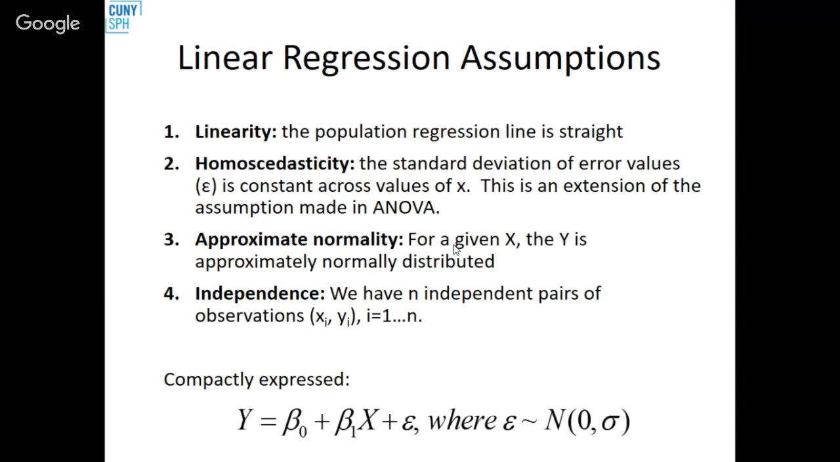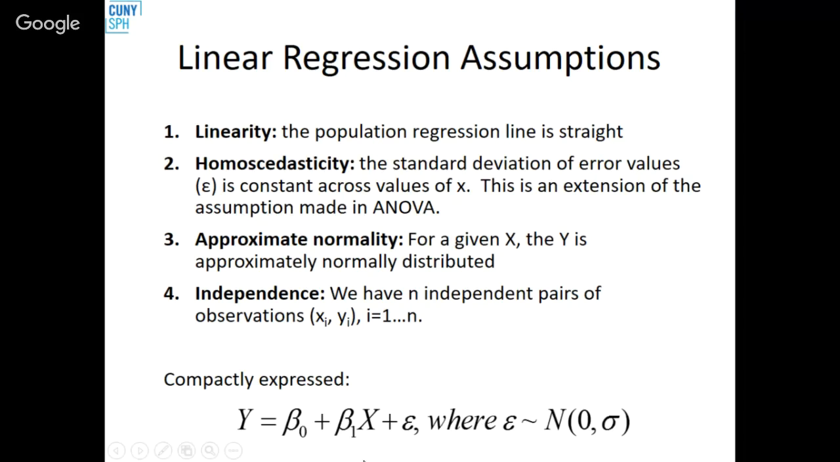And finally, independence, that each of these observations is an independent observation. So if we accidentally took repeated measurements of the same people multiple times, then we're going to get a biased estimate of our coefficients and also a biased p-value for our inference.